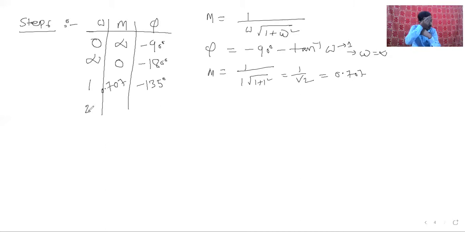Suppose omega equals 2, then this value is 0.223, I think, and minus 153.4 or 155.4 degree. Then draw the polar plot.